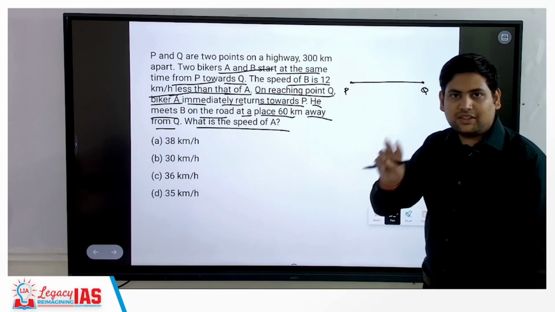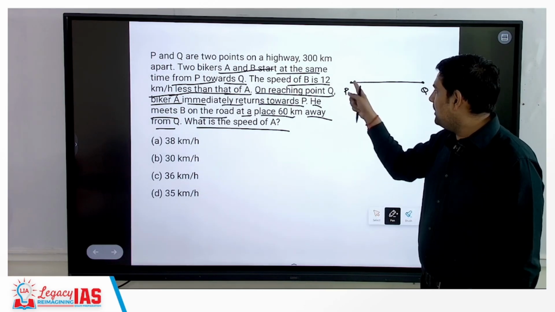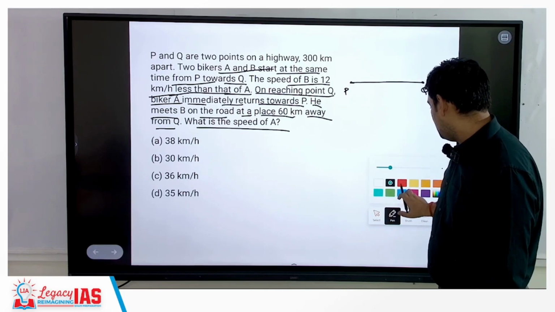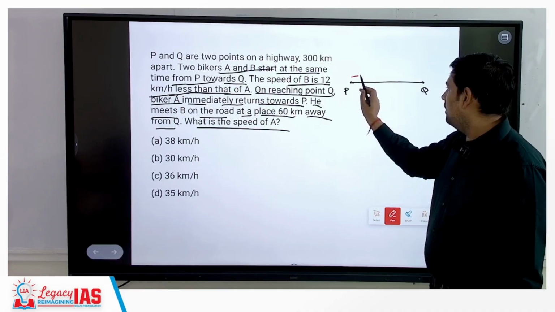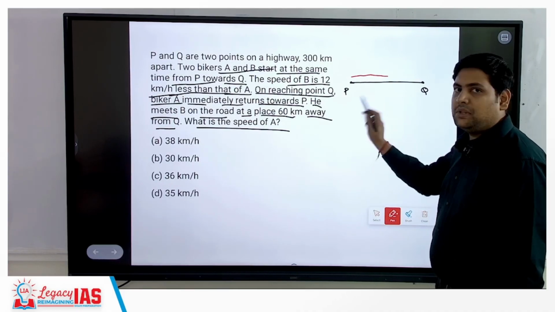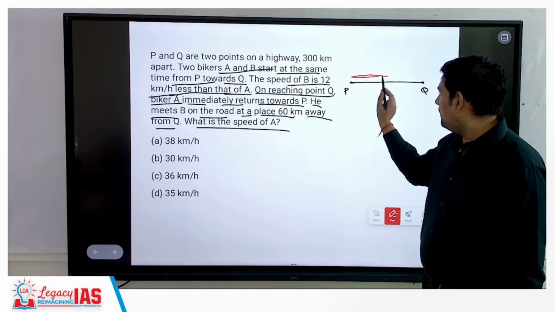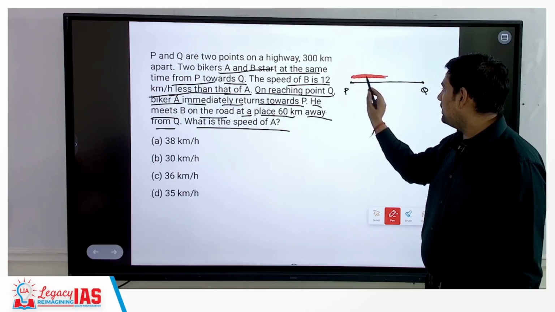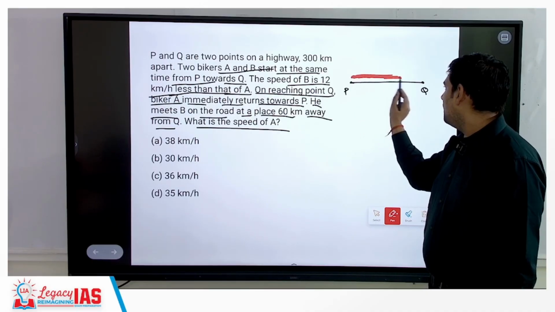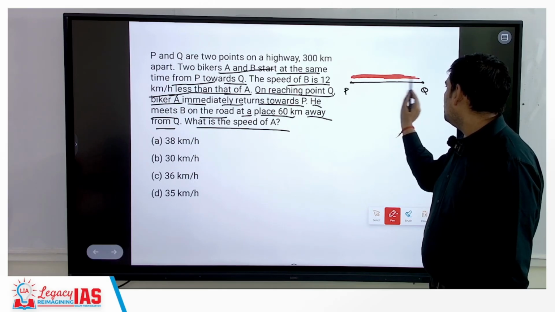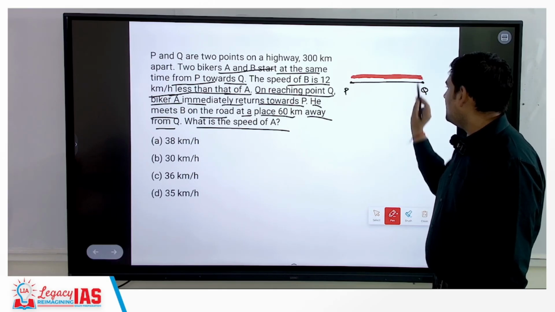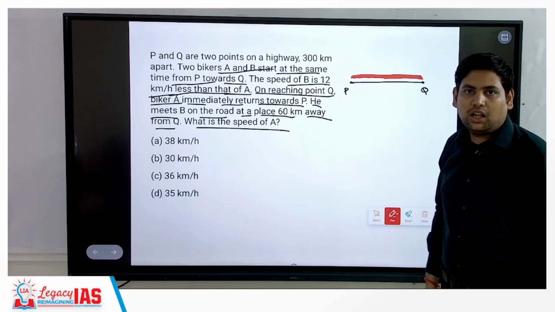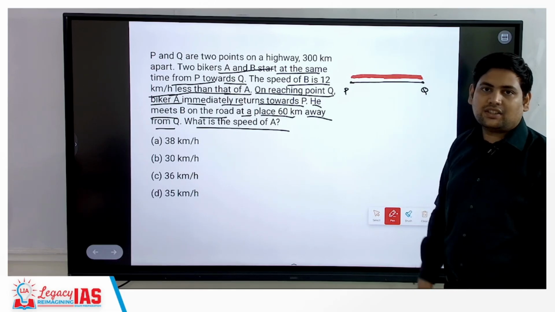See, there are 2 bikers, A and B. Both leave at the same time from P. Now, A is traveling like this, on the PQ path. Now, A is 12 km per hour faster than B. What will happen? A will reach Q. The question says A on reaching Q immediately starts returning back.